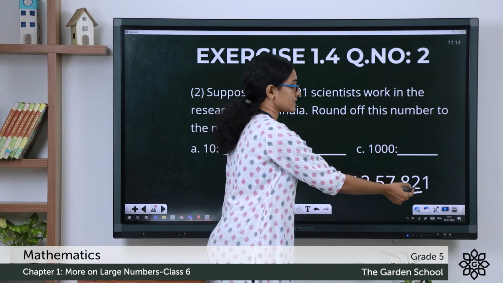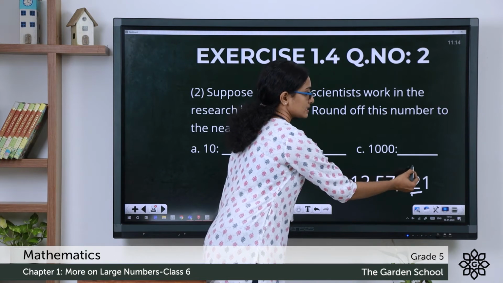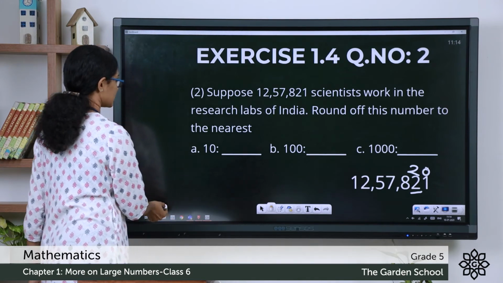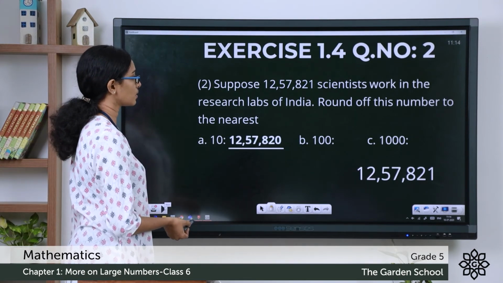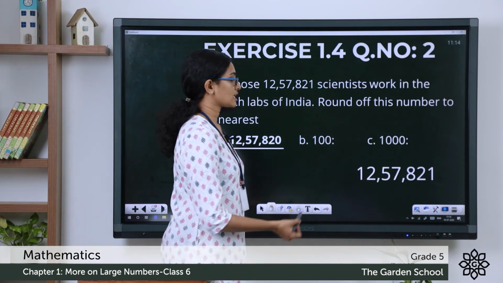The digit to the right is 1, which is less than 5. So let's keep the rounded digit as it is and change the digit to the right of it to 0, which will give you the answer 12,57,820. Now let's round it off to the nearest 100.